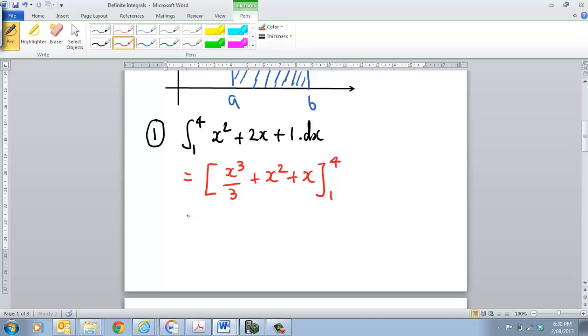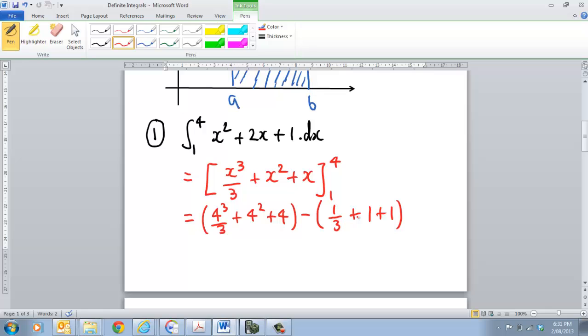Alright, so what I've got to do here is simply put in 4 cubed over 3 plus 4 squared plus 4. And then we're going to take away our other values, so it's going to be 1 cubed over 3, which is a third, plus 1 squared, which is 1, plus 1. Alright, so now it can be a bit tedious doing that sort of calculation on your calculator. Now, if you're not great with fractions, don't worry, don't panic.